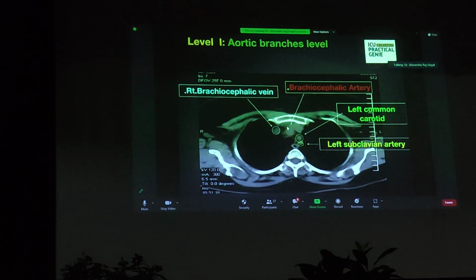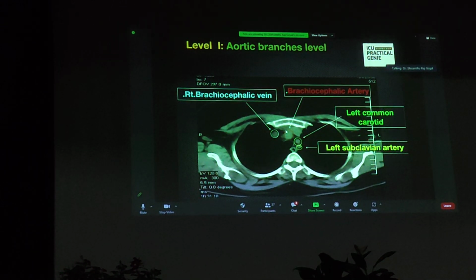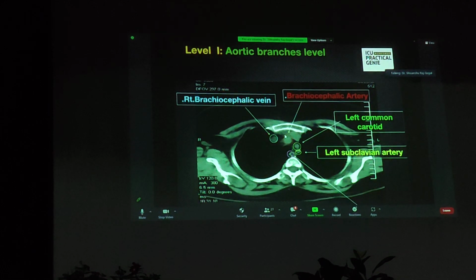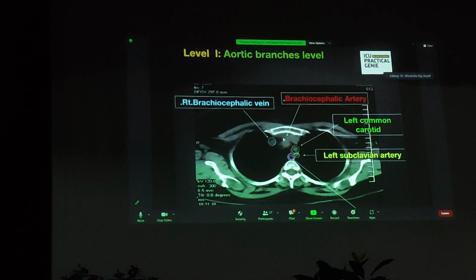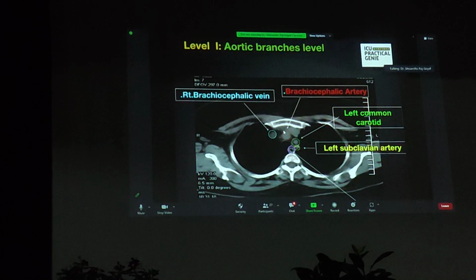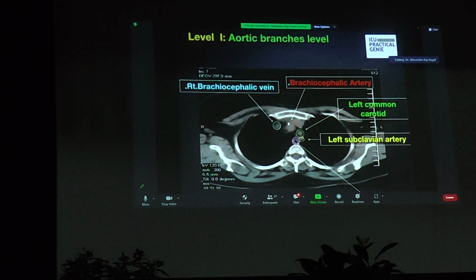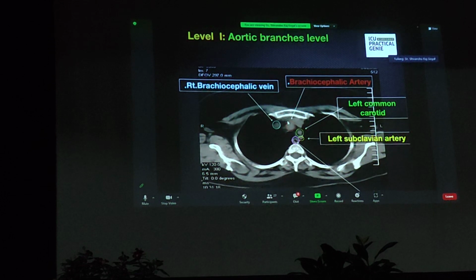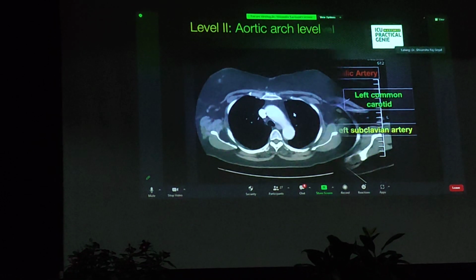In the center, the round structure is obviously the trachea, and a small structure you see posterior to the trachea is the esophagus. So what you see at this level is only these structures: brachiocephalic artery, left common carotid, left subclavian.